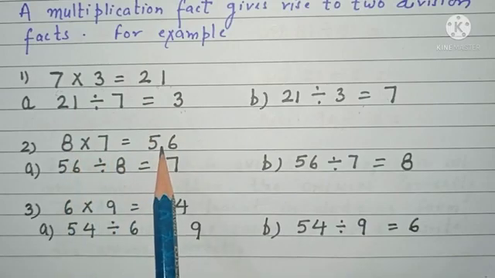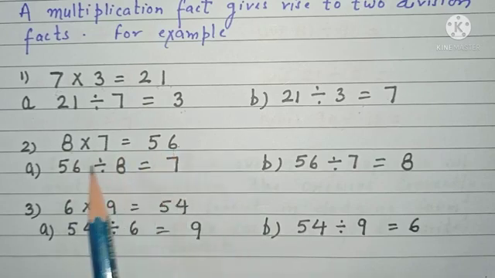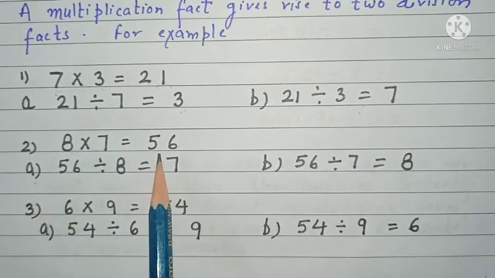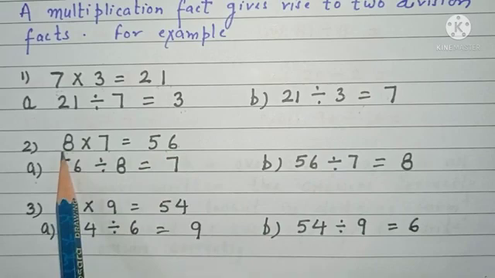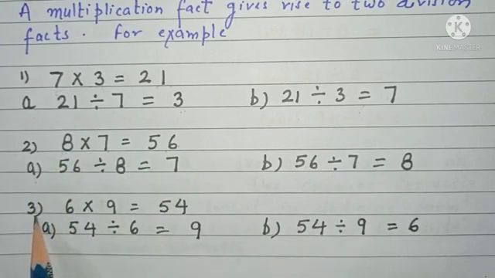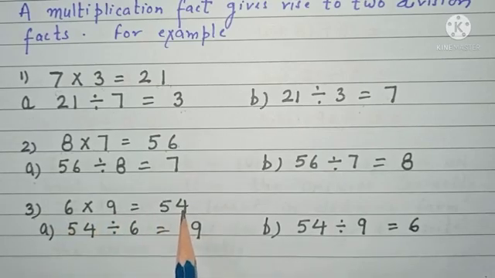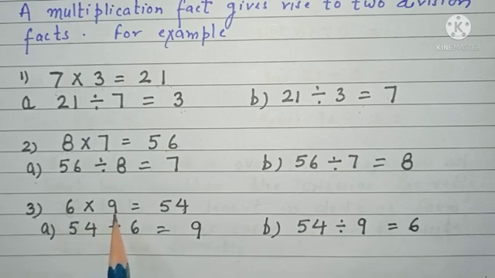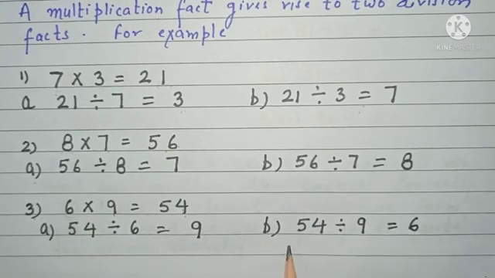Check out one more example. The multiplication fact is 8 into 7 is equal to 56. And the first division fact is 56 divided by 8 is equal to 7. And the second will be 56 divided by 7 is equal to 8. Fine students. Example number 3 is also showing you a multiplication fact, which is 6 into 9 is equal to 54. So 54 divided by 6 is equal to 9 is the first division fact, and 54 divided by 9 is equal to 6 is the second division fact.